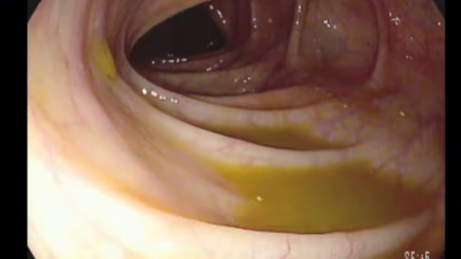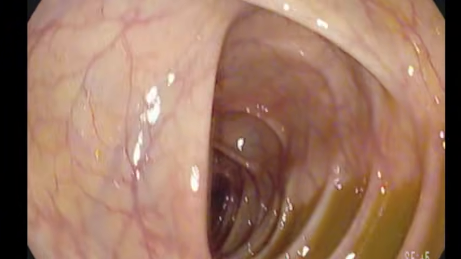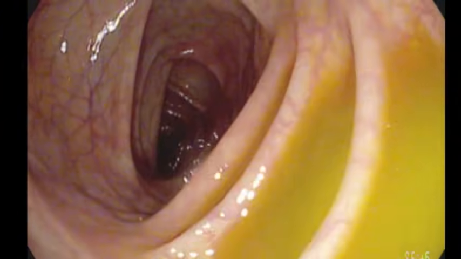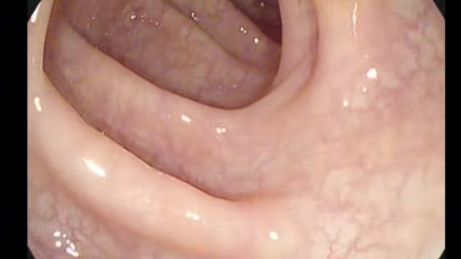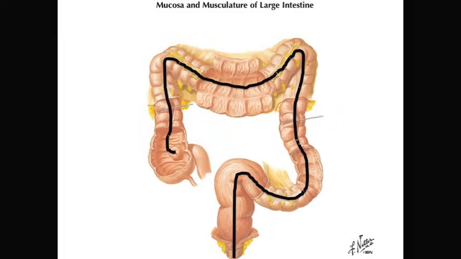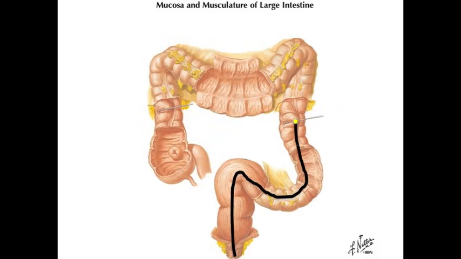The liquid seen here is a mixture of bile and cleansing solution that the patient is required to consume 24 hours prior to the procedure. At this point in the procedure, the scope has been pulled back through the ascending, transverse, and descending colon, and is now in the sigmoid colon.